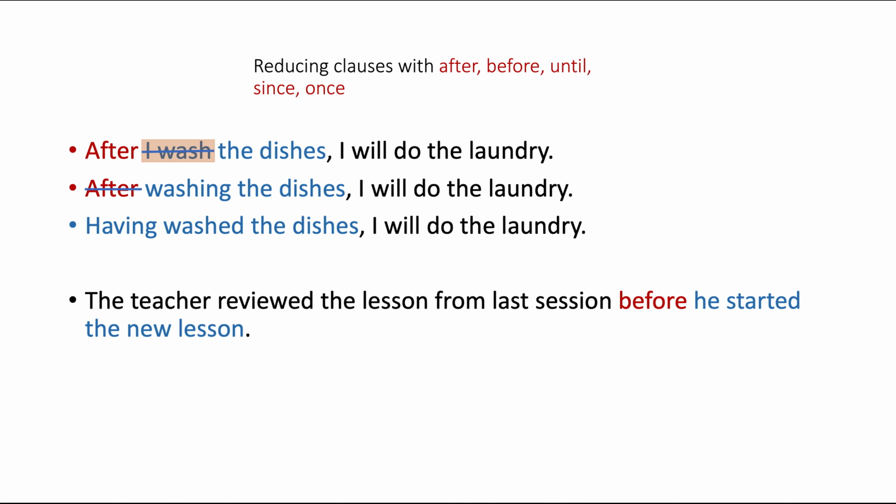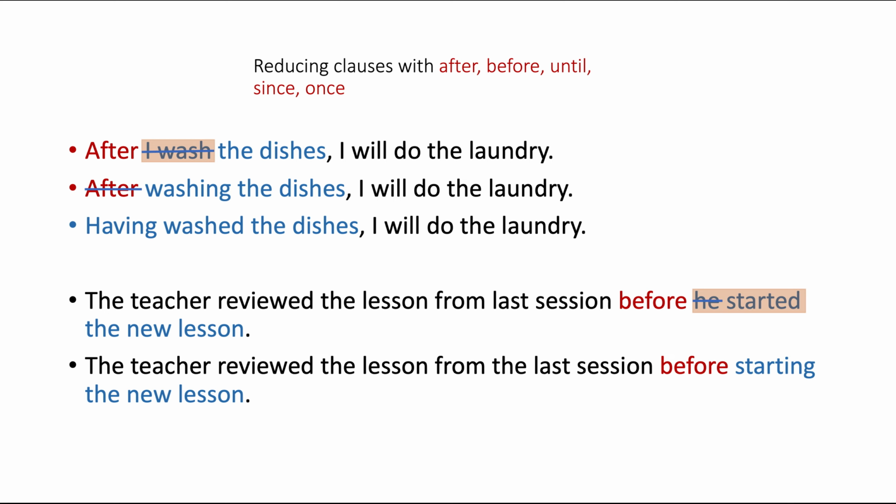The other example is about before. Before is like while. You have to keep it in the sentence and it follows the same rules. You can use present participle for active verbs, not passive ones, of course. So the teacher reviewed the lesson from last session before he started the new lesson, and you can just reduce it by removing the subject and turning the verb into the ing form. And there you go. You have the reduced form of this adverbial clause.